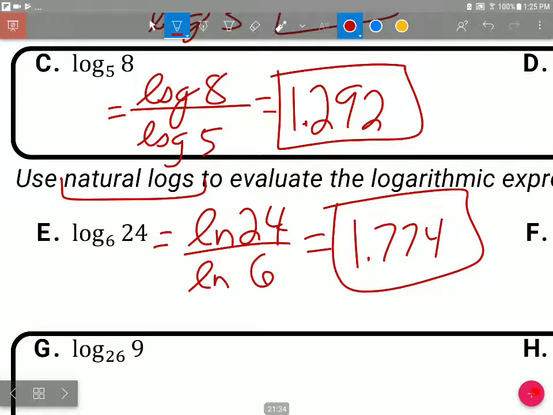You gotta close them. All right, so here's the deal. Here's the point they're trying to make. If you're changing your base, it doesn't matter which one you use. You can use your common log base 10 or your natural log, base e. It doesn't matter as long as you're consistent. Use both naturals or both commons. You can't mix them. Does that make sense? It won't change your answer. If you did log of 24 divided by log of 6, you will still get 1.774. You will get the same answer.